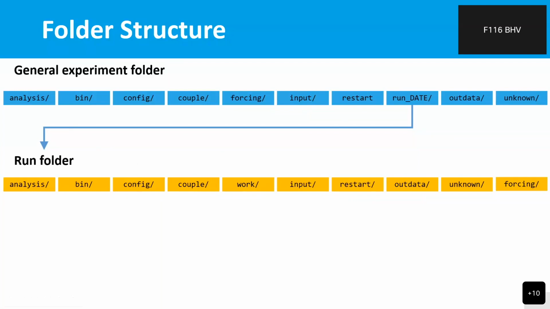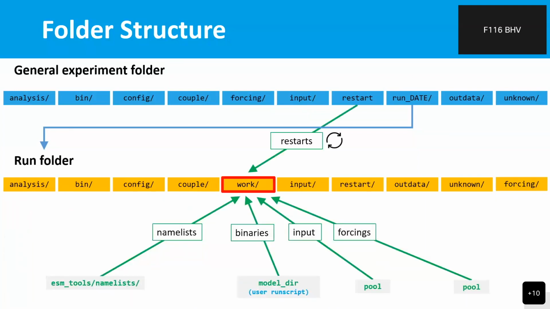Okay? And then what ESM Tools does, at the beginning of a run, is copy everything to the work directory from the namelist. Again, these are templates, so they are parsed and edited, but still they come from the namelist. The binaries come from the model dir if it's the first run. If it's not the first run, they come from the binary folder here.